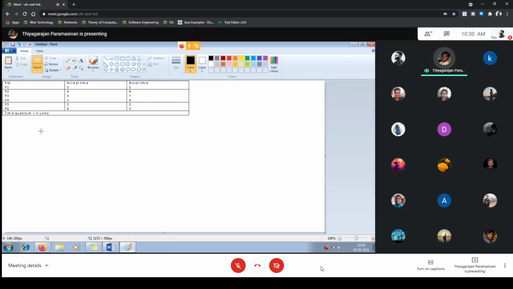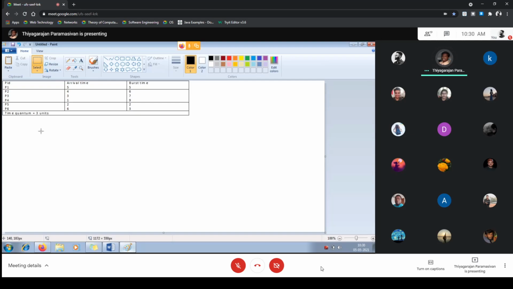Second point: add the newly arrived process in the queue. Third point: reduce the burst time by the time quantum.